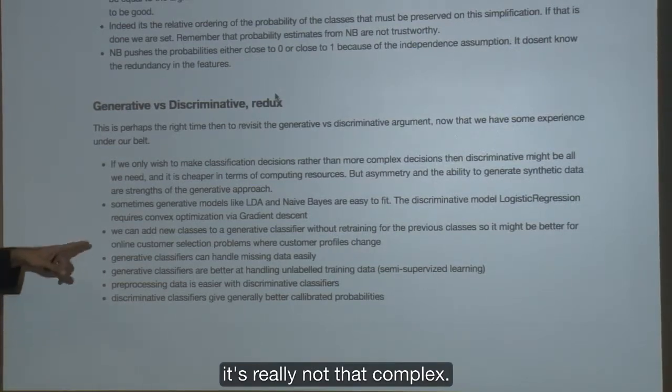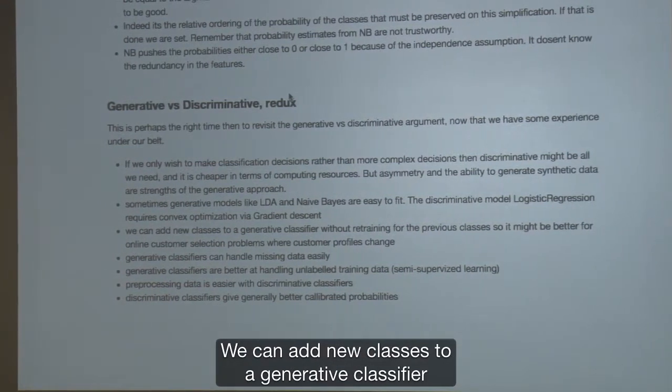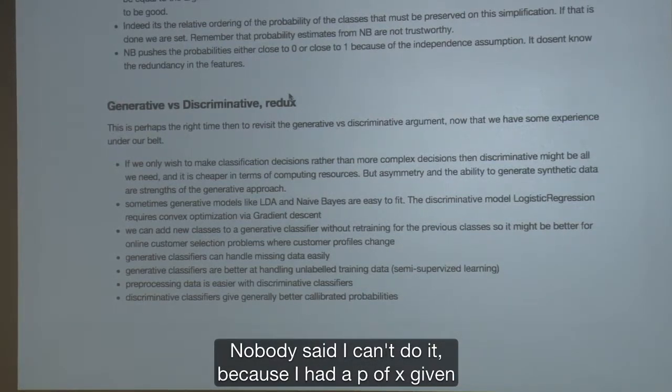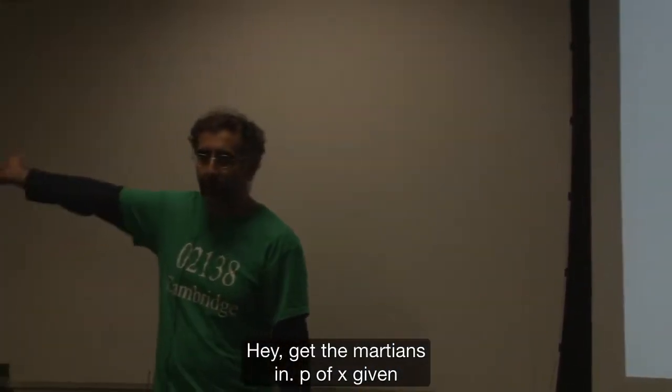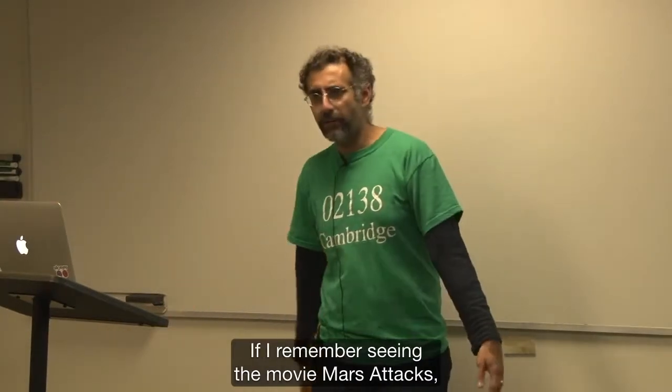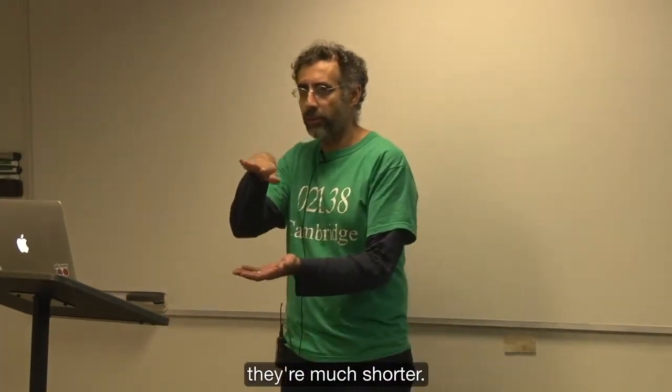We can add new classes to a generative classifier without retraining it for the previous classes. Nobody said I can't do it. I have a P of C, because I had a P of x given C1 and a P of x given C2. Hey, get the Martians in. P of x given C3, whatever the heights and weights of these Martians are. If I remember seeing the movie Mars Attacks, they're much shorter, and therefore probably not much heavier either.